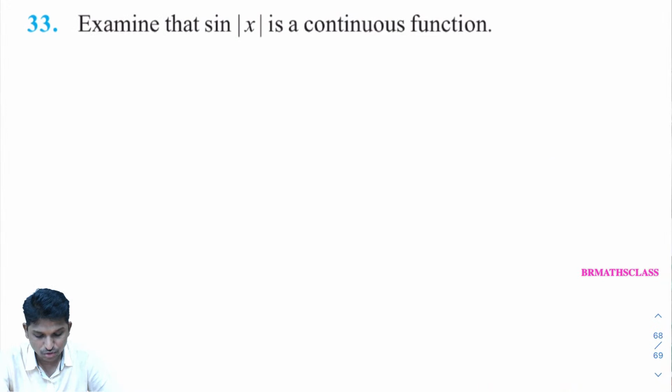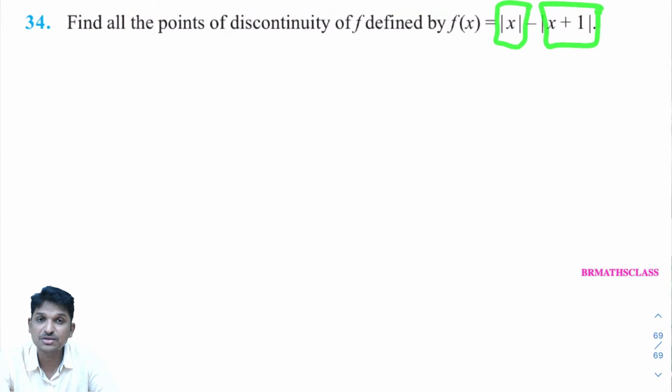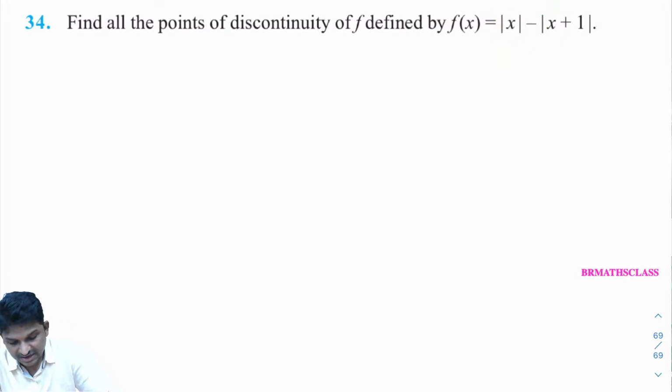Now directly we will move to 34th problem first. You observe here, if I can prove that mod x is continuous, and if I can prove that modulus of x plus 1 is continuous, by using that theorem, if f of x, g of x are continuous functions, then f of x minus g of x is continuous. From that I can easily prove this problem. Okay, so let's start the solution for this question number 34.